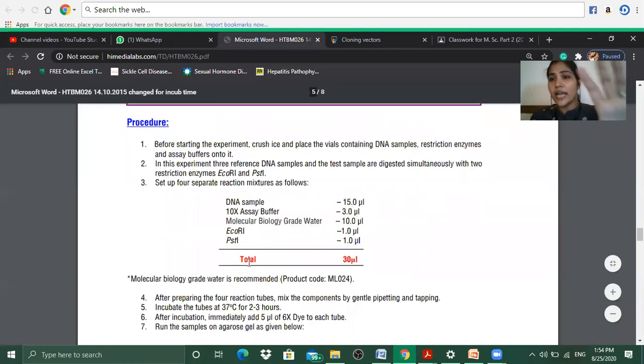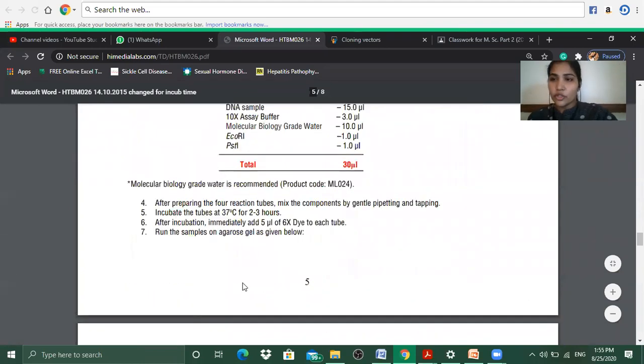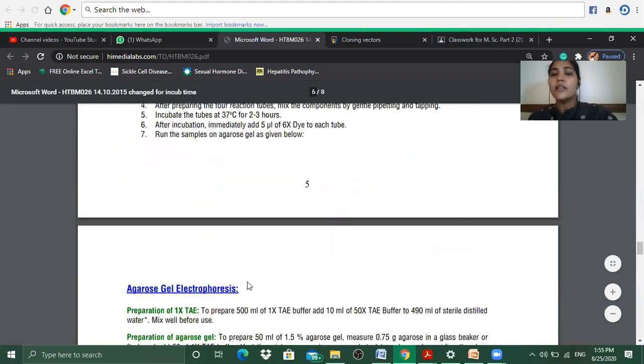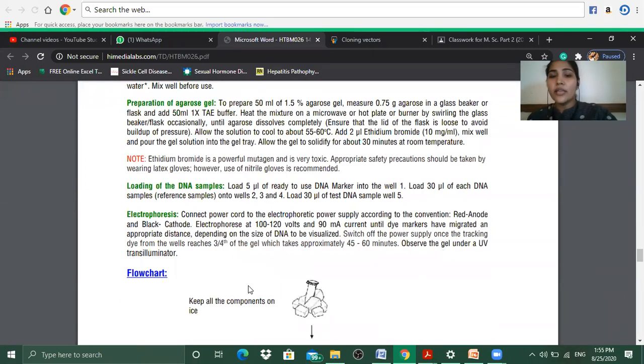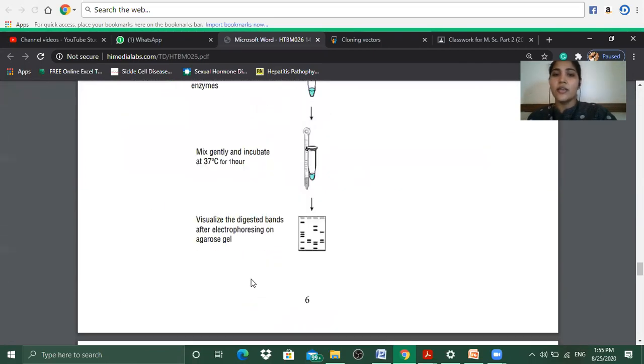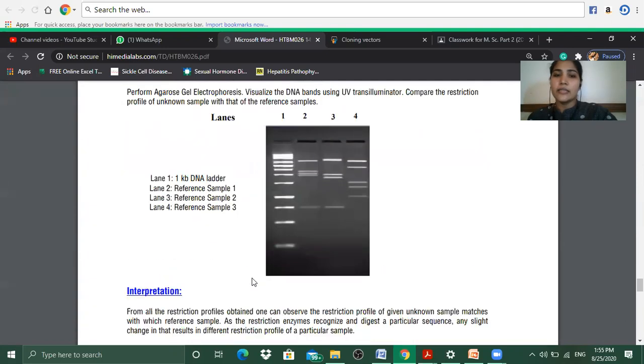So this is a typical reaction that we'll be having. We'll be setting it up and incubating this reaction mixture at 37 degrees centigrade for 2 to 3 hours. So we'll be putting them into the incubator. And after the incubation is done, we simply run this on the agarose gel electrophoresis. Once you run them, you will be getting a pattern something like this.